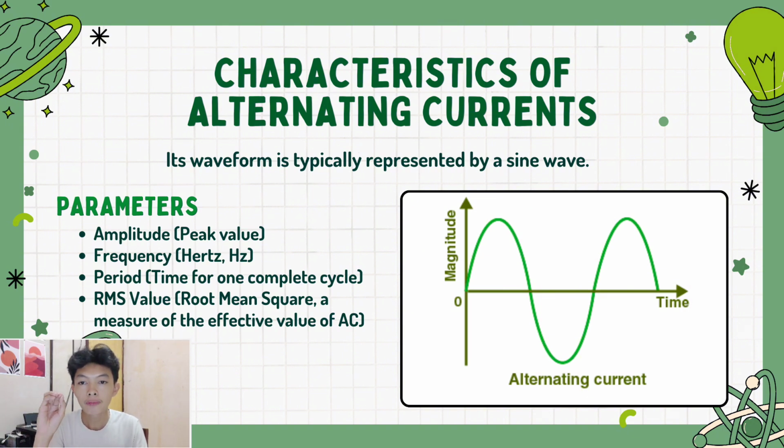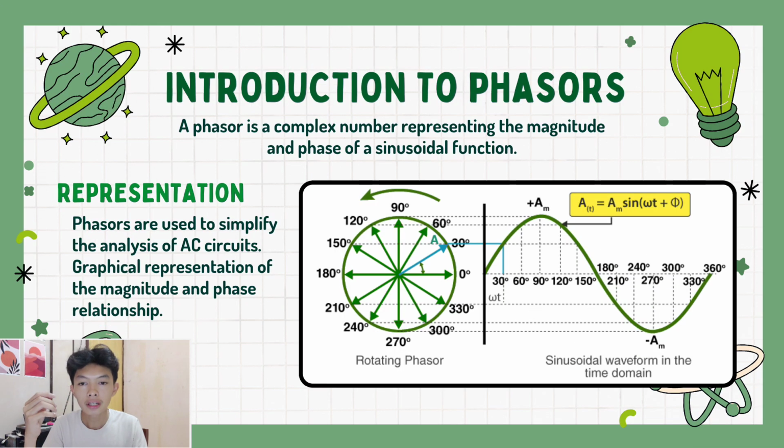And for the last one, we have the RMS value. This stands for root mean square. It is a special way to measure the effective strength of AC electricity, making it easier to compare with direct current. Now let's proceed to the introduction to phasors.